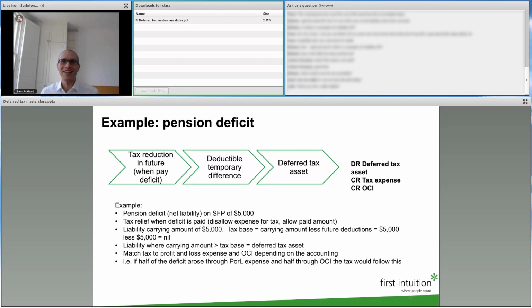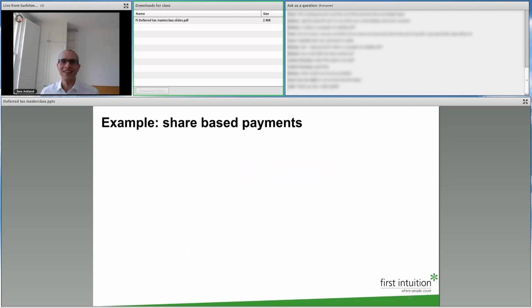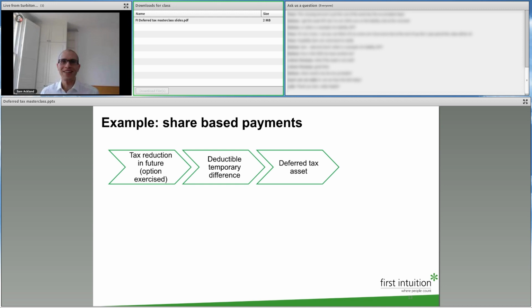If I've got my deficit, my liability of 5,000, and it's been created through the profit and loss account, we'll put the tax there as well. But if it's been created through other comprehensive income, you'll put the tax through other comprehensive income. Okay, so that's a tough one on pensions. And to be honest, you would probably do well to use your rules to work out whether we have a deferred tax asset or liability. But I think it's easy to think about the pension liability as getting a tax deduction in future when you pay it. That circumstance leads to a deferred tax asset. Of course, if you're in any opposite circumstance, you would have a deferred tax liability.